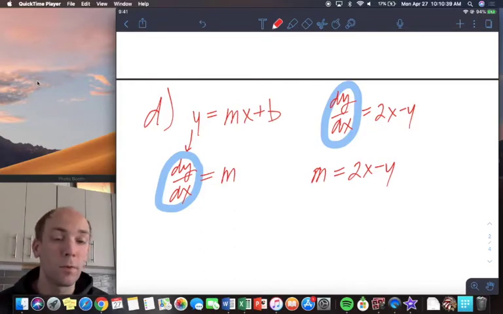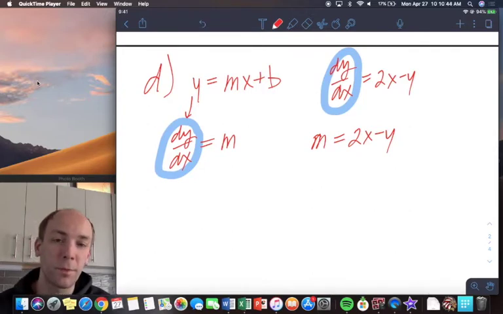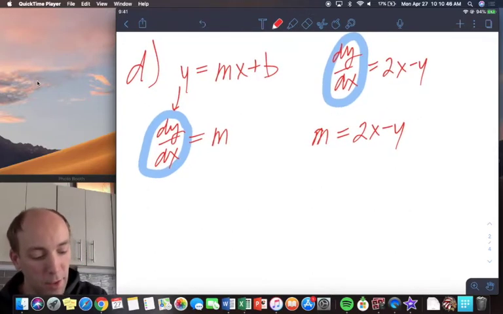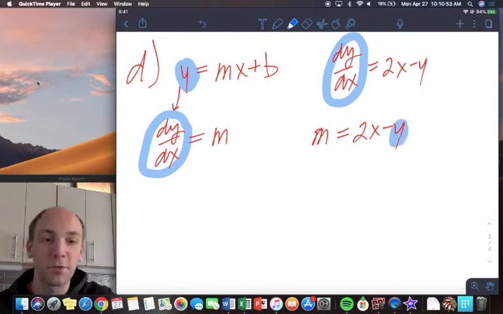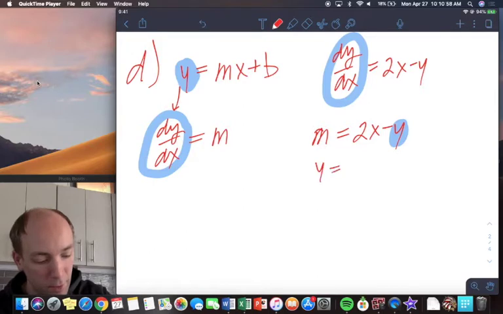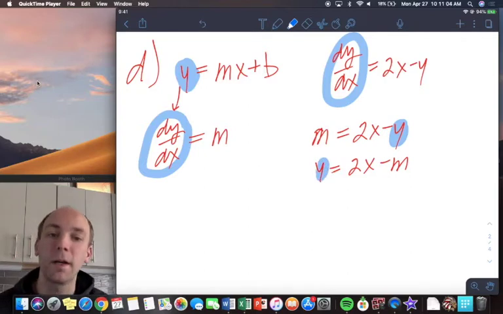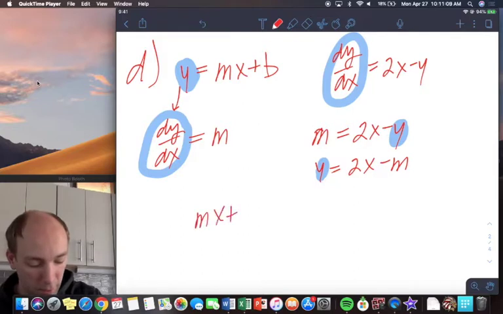Okay, so let's take this equation we just found using the substitution and solve it for y. We could try solving it for a different variable, but notice how this equation is already solved for y. So let's go ahead and solve this one for y and see what happens. Let's add the y over and then subtract the m. So now I've got two equations that are both equal to y, so let's set them equal to each other. mx plus b equals 2x minus m.